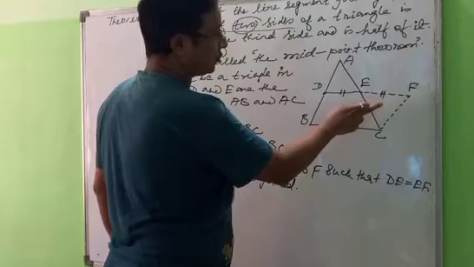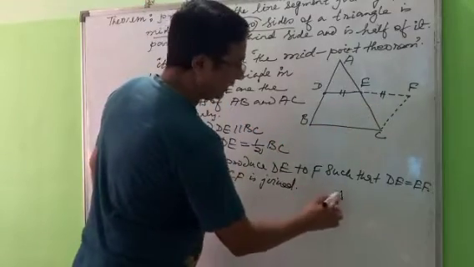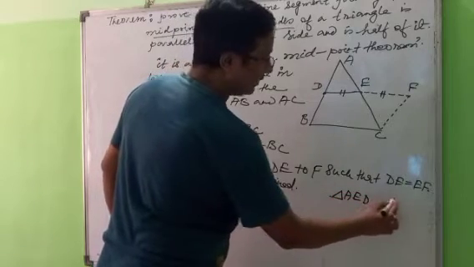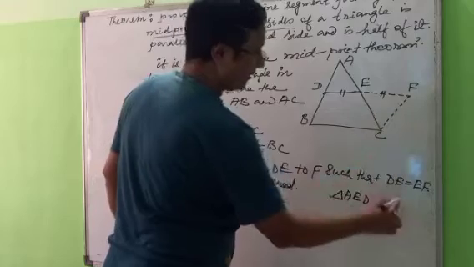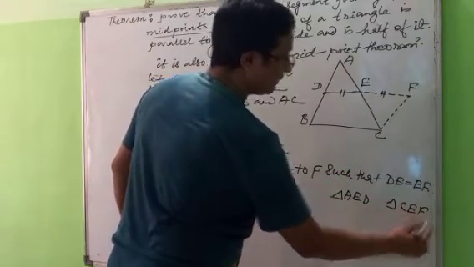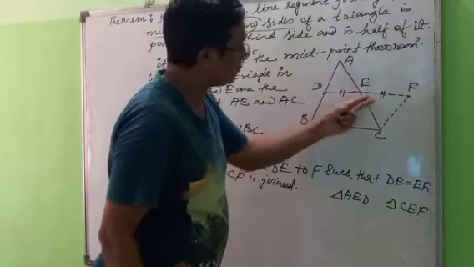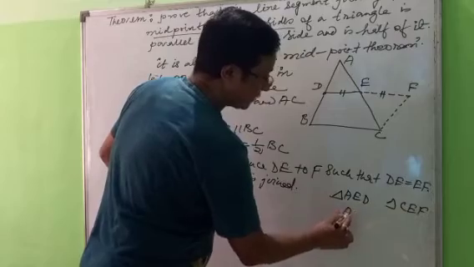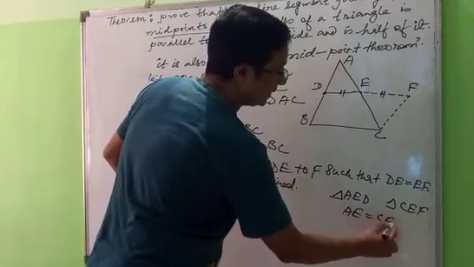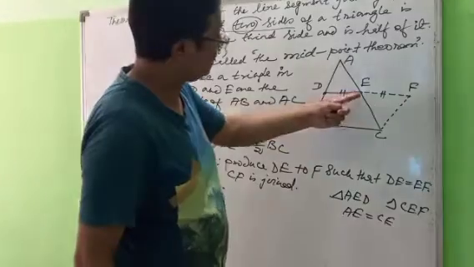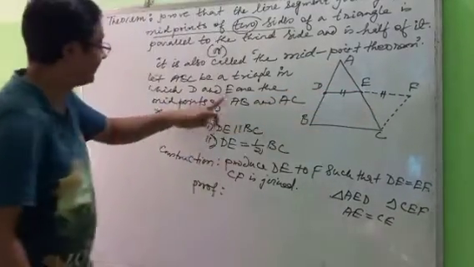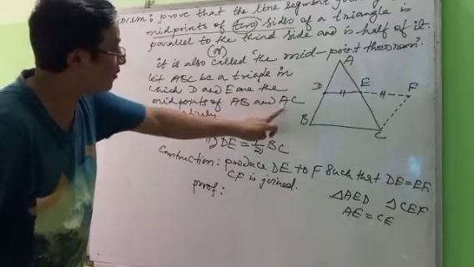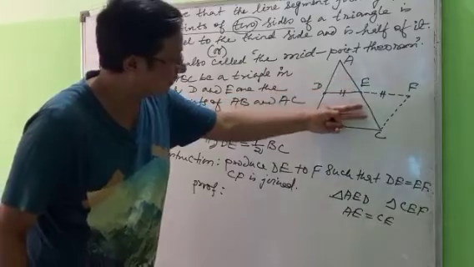So here in these two triangles, triangle AED and triangle CEF, you will get AE equals to CE. Why? Because E is the midpoint of AC. This one is given: D and E are the midpoints of AB and AC. That is why these two are equal.